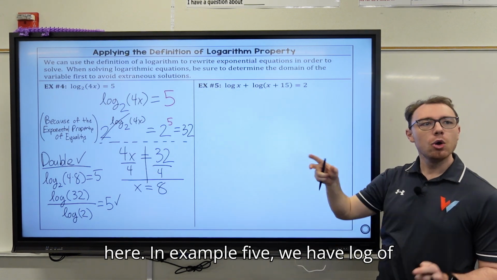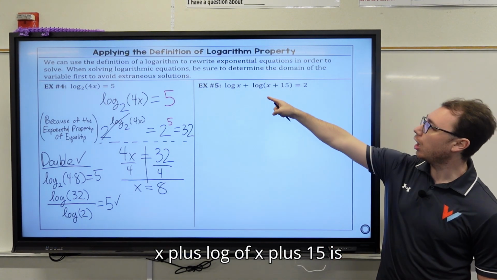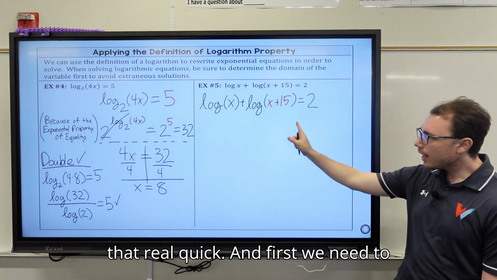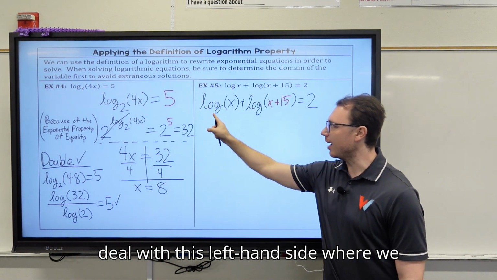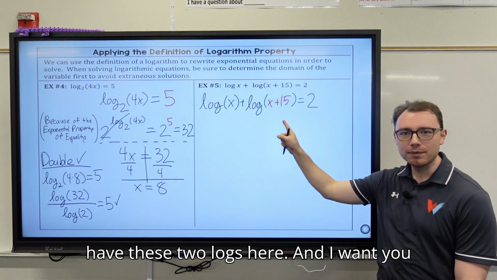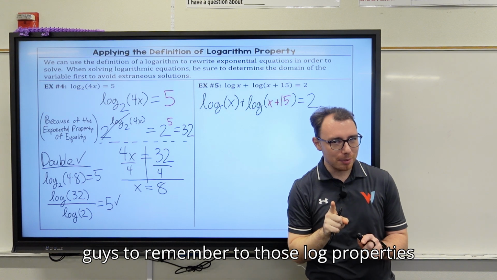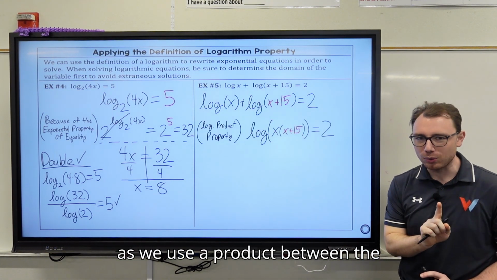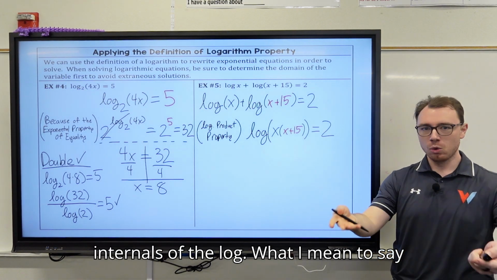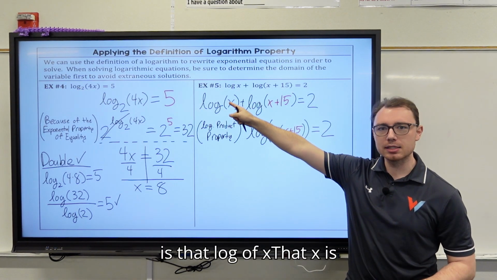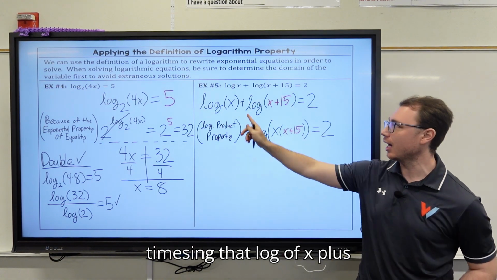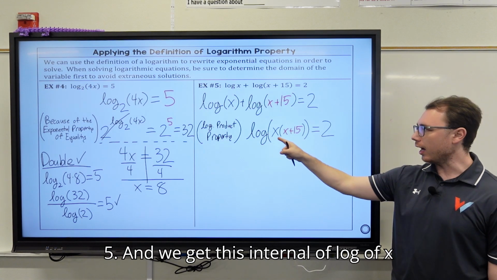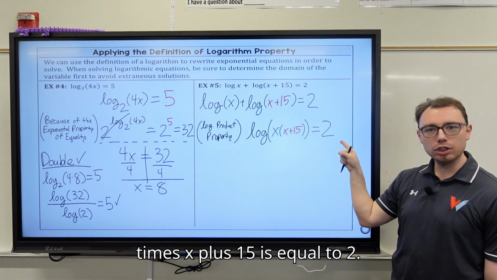In example 5, we have log of x plus log of x plus 15 is equal to 2. I'm just going to rewrite that real quick. First we need to deal with the left-hand side where we have these two logs. I want you to remember those log properties where we can squish them together as long as we use a product between the internals of the log. So log of x plus log of x plus 15 becomes log of x times x plus 15 is equal to 2.